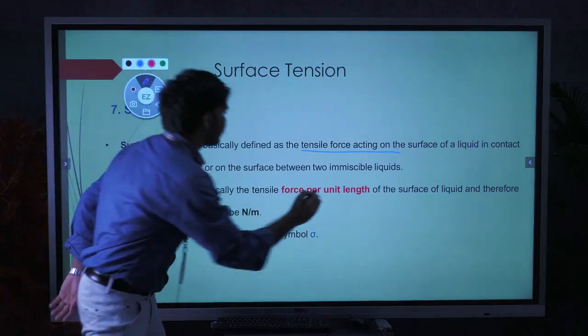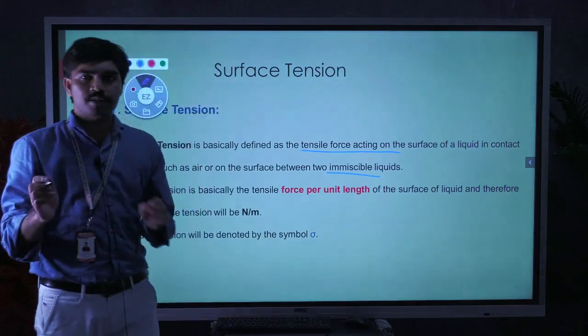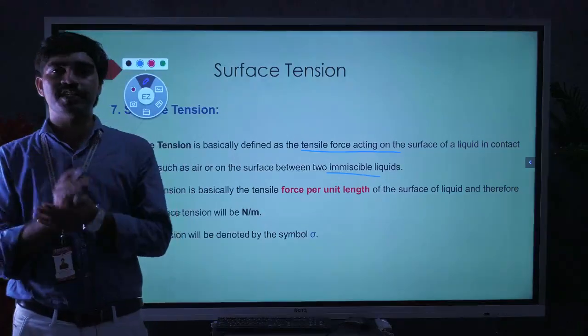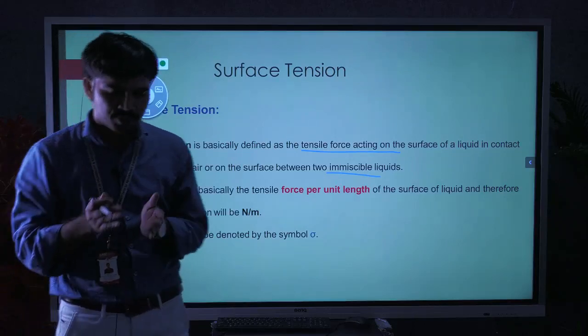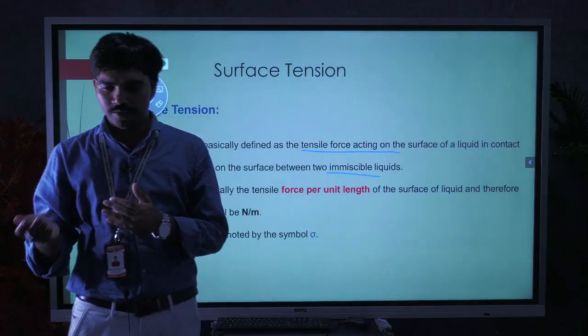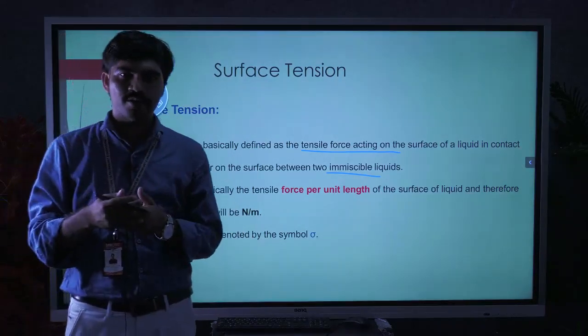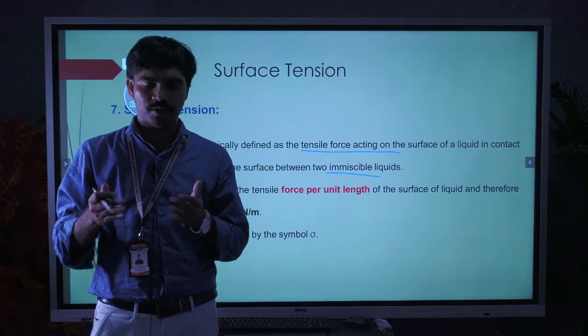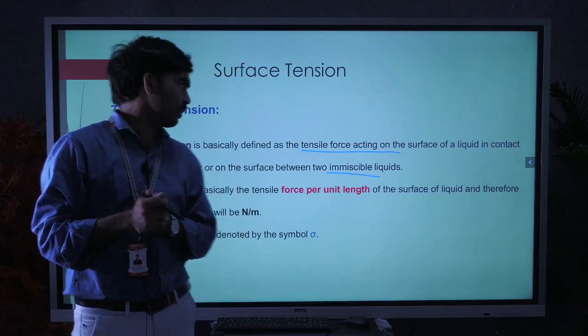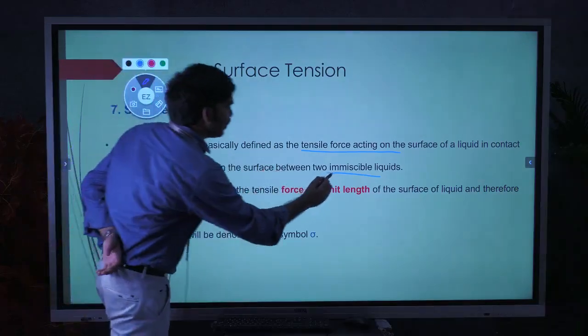So what is meant by immiscible liquids? The liquids do not form a homogeneous mixture when they are mixed, which means two different molecules. For example, if you pour water into oil and mix them, they do not form a single liquid. They are two different molecules, and they will not interact with each other. That kind of liquids are called immiscible liquids.